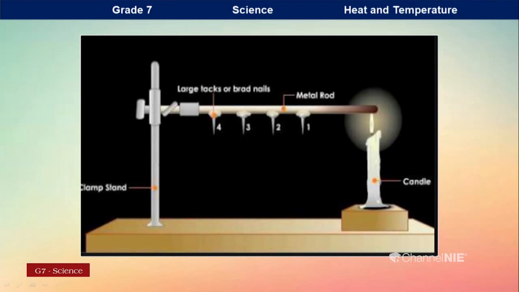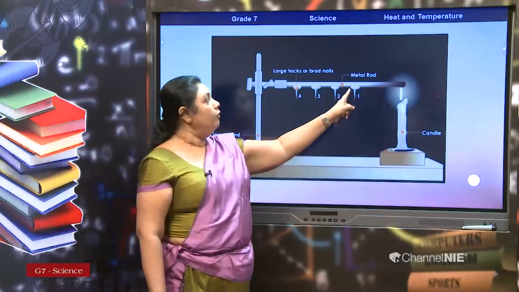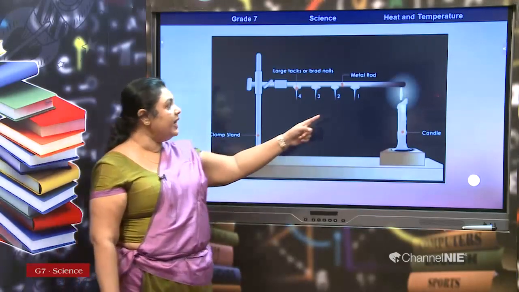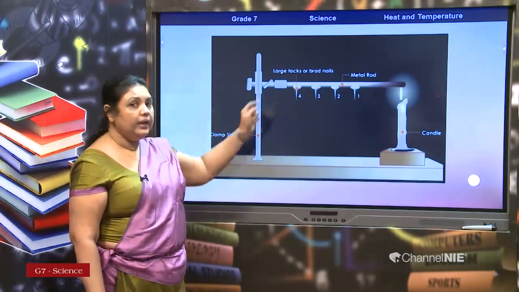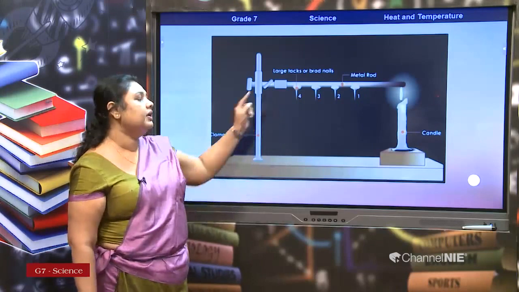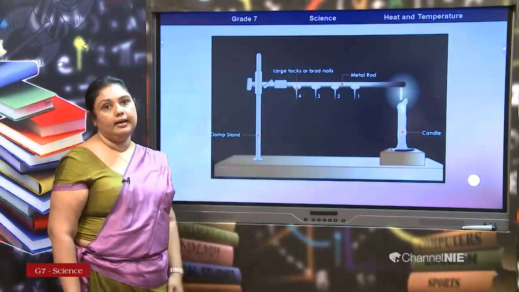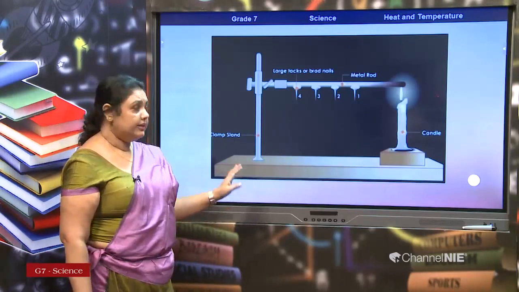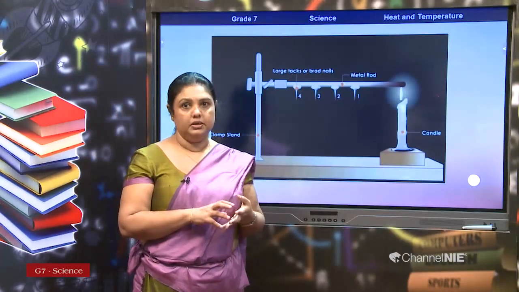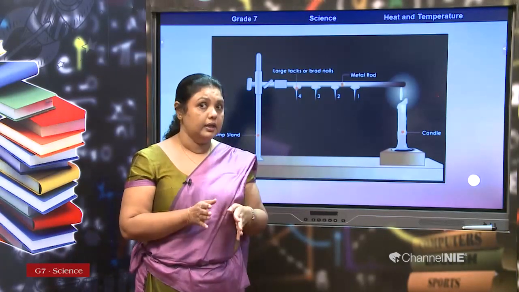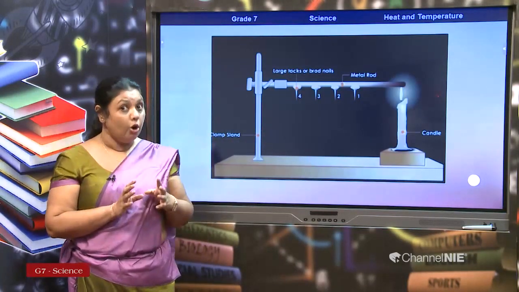So, what do you think here? Flame is there. What will drop down first? You think 1, 2, 3 or 4? Just think. Yes. The first one will drop first because heat reaches first there from the candle. The fourth pin will drop last because heat reaches there last. Hope you understood this practical. Why are we doing this practical? To show conduction. Conduction means moving energy through conductors or solids.